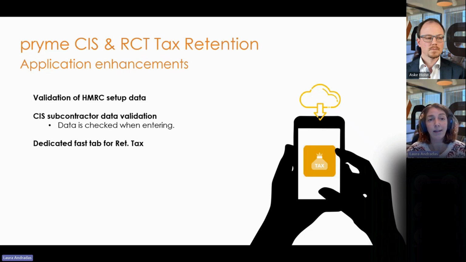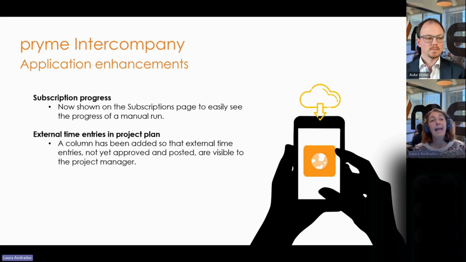Regarding the Pryme CIS tax retention, here we see enhancements mainly in terms of data validation of both the HMRC setup data and also the CIS subcontractor data. And last but not least, regarding Pryme Intercompany, we now can see the progress of a subscription manual run. And there's also a new column that shows external time entries.